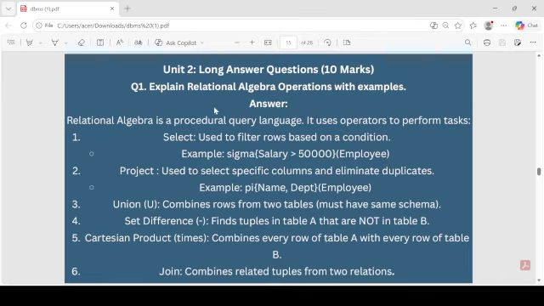The first question will be relational algebra operations with examples. So relational algebra is a procedural query language. It uses operations or operators to perform tasks. Like the first operation will be select, which is used to filter rows based on a condition. So this is used to filter rows. You may be asked in MCQs also in any exam, like computer based exam where SQL is present. So select is used to filter the rows, and for the symbol you use sigma.